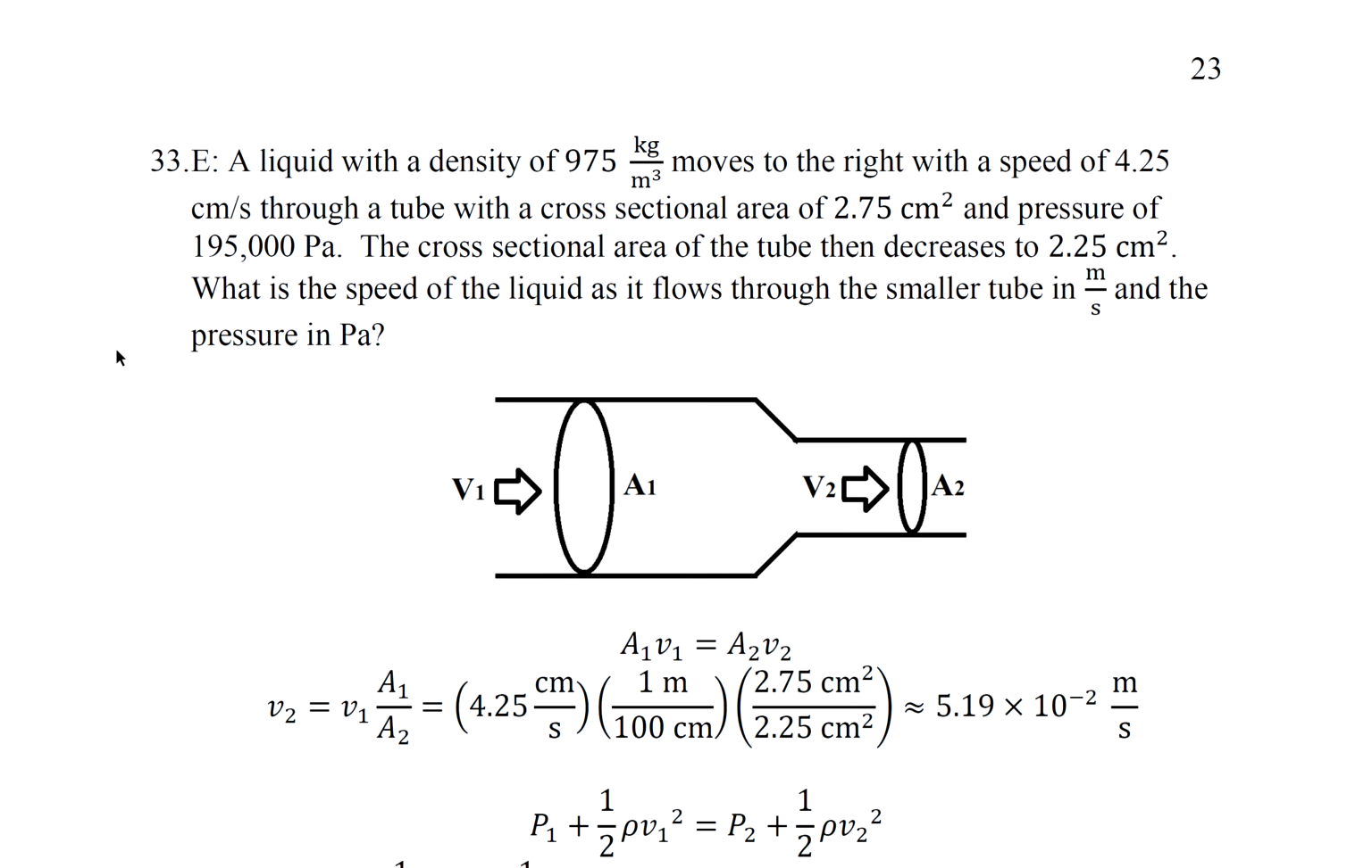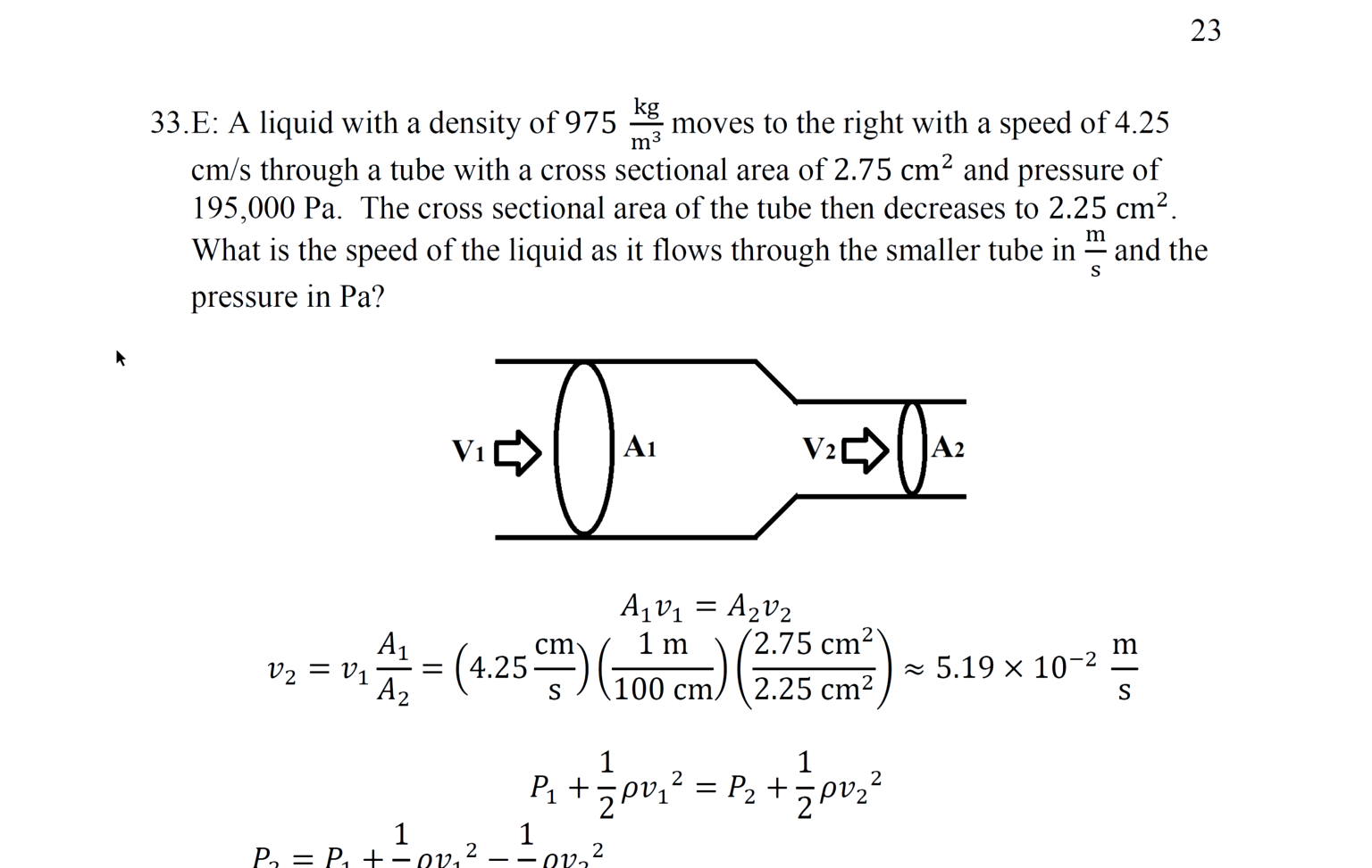Question 33. A liquid with a density of 975 kilograms per meter cubed moves to the right with a speed of 4.25 centimeters per second through a tube with a cross-sectional area of 2.75 centimeters squared and pressure of 195,000 pascal. The cross-sectional area of the tube then decreases to 2.25 centimeters squared. What is the speed of the liquid as it flows through the smaller tube in meters per second, and the pressure in pascals?